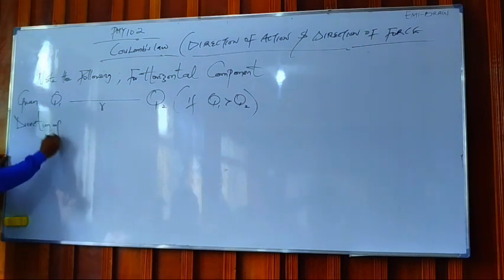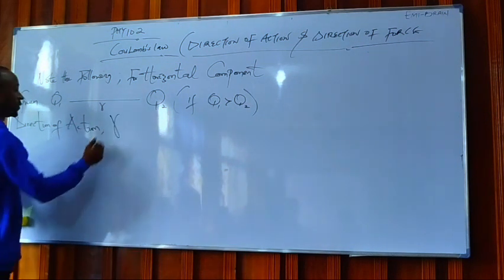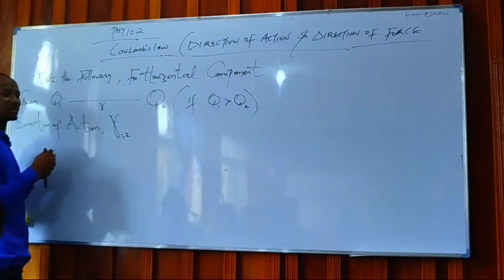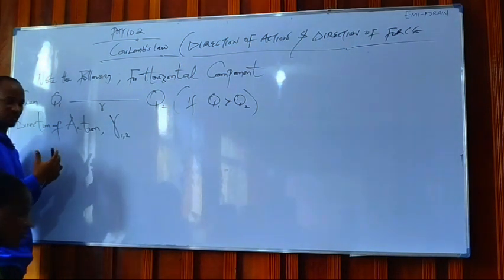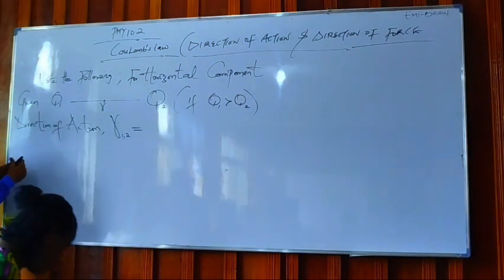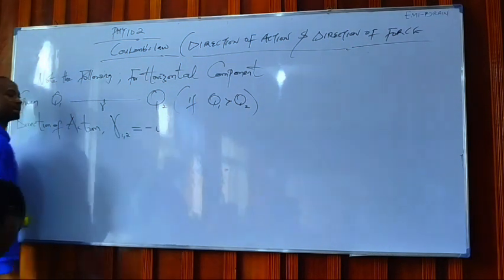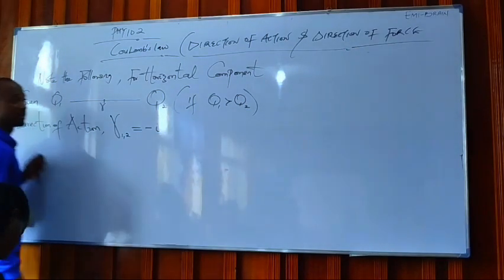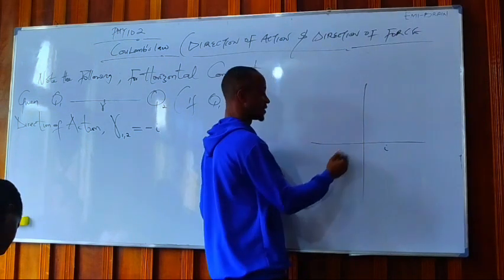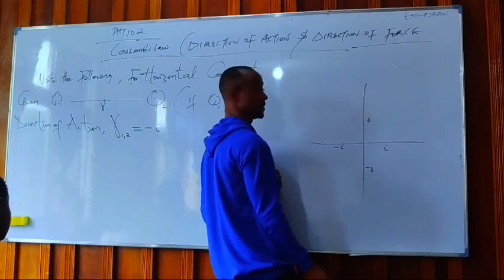The direction of action, which is R1, 2, right? The action is acting on charge 1. Is it not so? From 2 to 1 is minus I. Is it not? In your Cartesian diagram, this is plus I, this is minus I, this is plus J, this is minus J. Are you there?